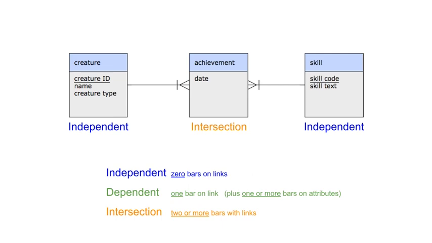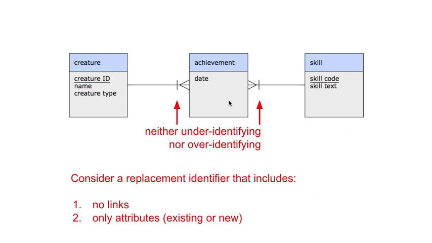We can't just ask the users, should achievement be an independent entity? They won't know what that means, and we don't need them to. Let's suppose we've already gone through the conversation with users, checking the identifier, and we've decided that creature plus skill is neither over nor under identifying. That's great, but it might not be good enough. We still might need an independent entity here.